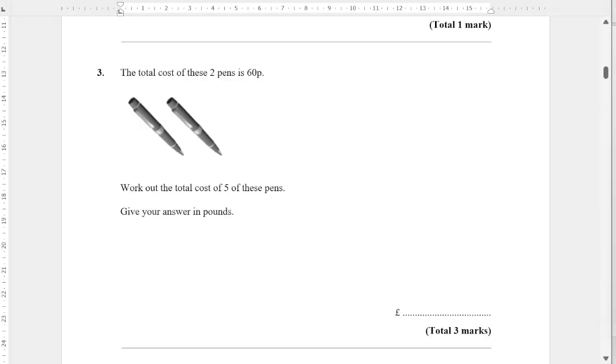Question 3. The total cost of 2 pence is 60 pence. Work out the cost of 5 pence. So we can get 2 for 60 pence, which means that 1 pence, it would be 30 pence. So 5 pence would be 150 pence, or £1.50.